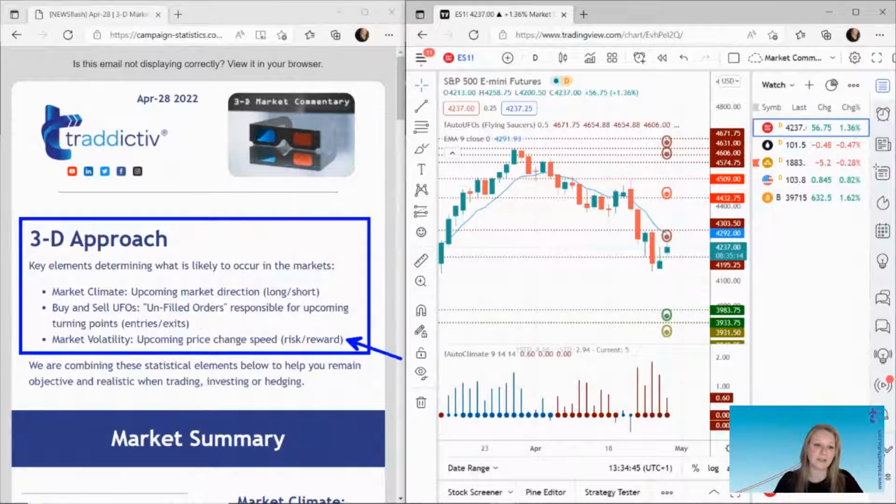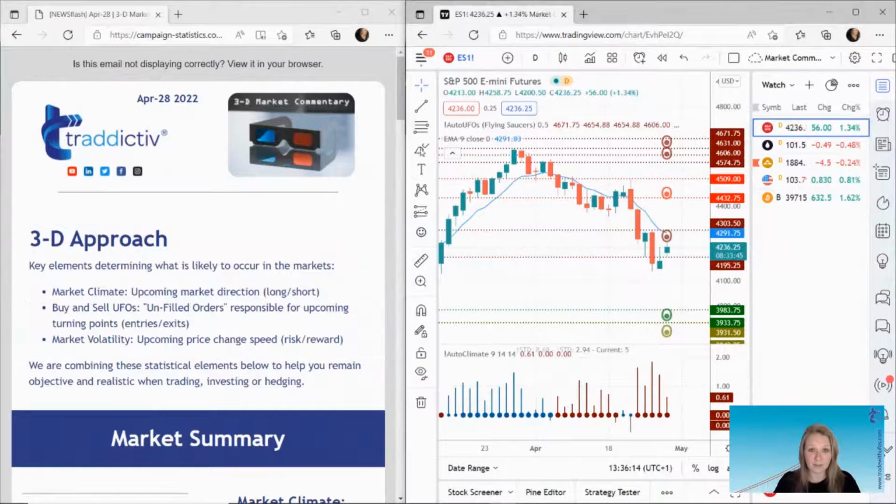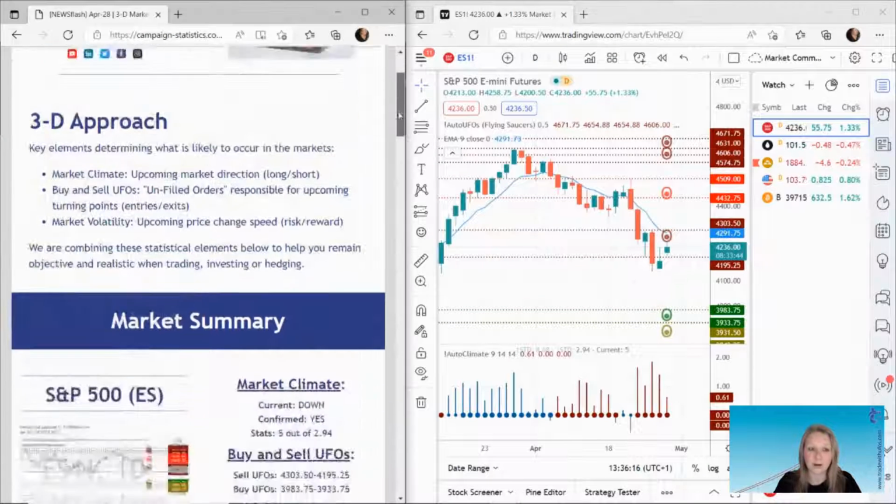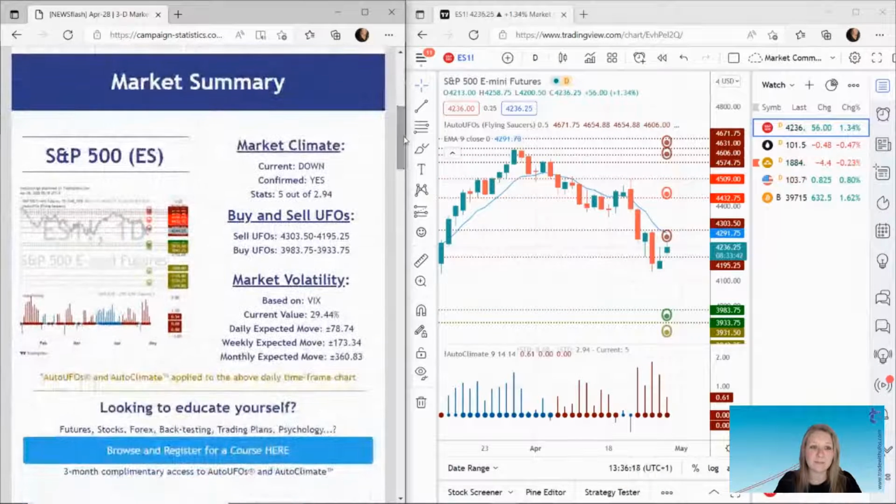And then we will look at market volatility, so how quickly we expect the markets to move. So we look at each of these three elements per market, starting with the S&P 500, which is the top 500 US stocks. And we're looking at a daily chart, a daily time frame. So for the S&P 500, thick red dot, probability down.